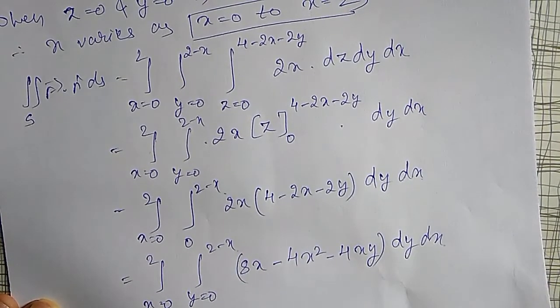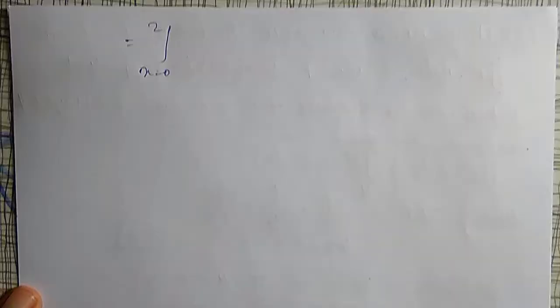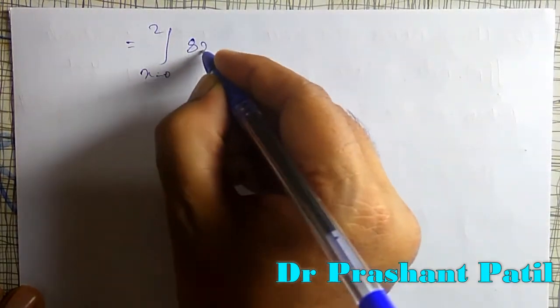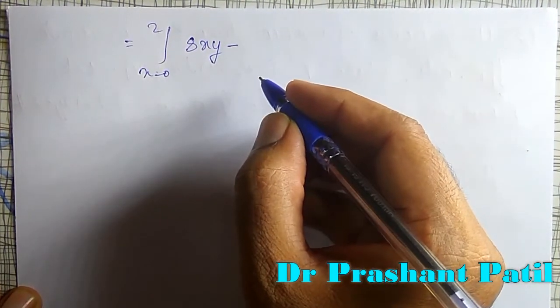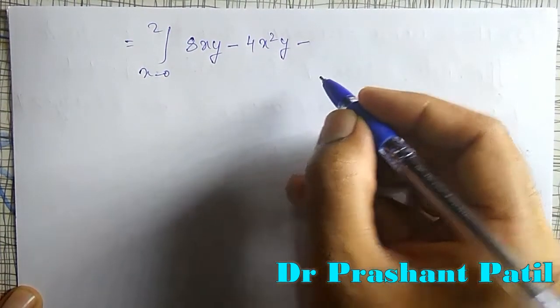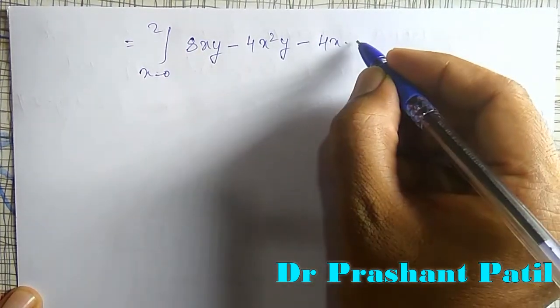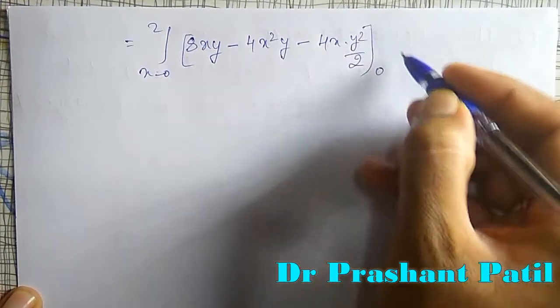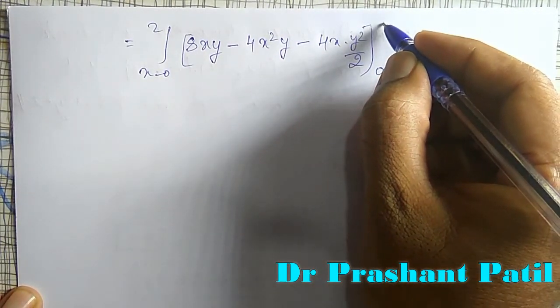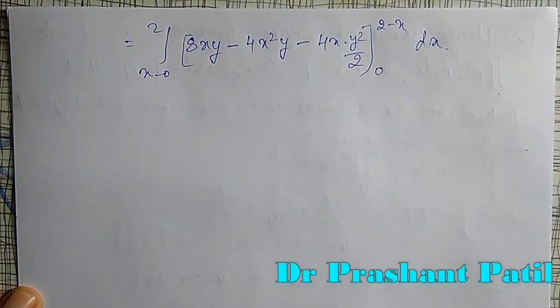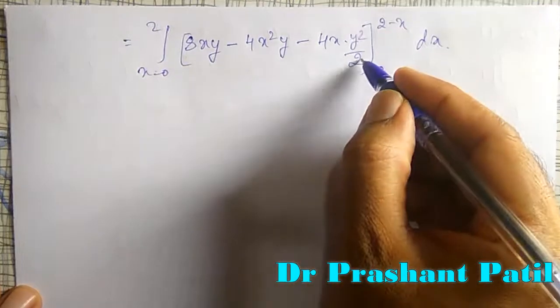This one I have to integrate first with respect to y, then with respect to x. Integration of 8x with respect to y will become 8xy, minus integration of 4x square will become 4x square into y, minus 4x into y square divided by 2, between the limits 0 to 2 minus x, into dx. This one I have to evaluate. Therefore, upper limit minus lower limit.